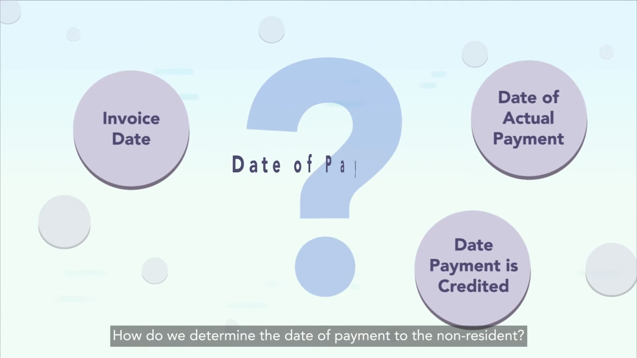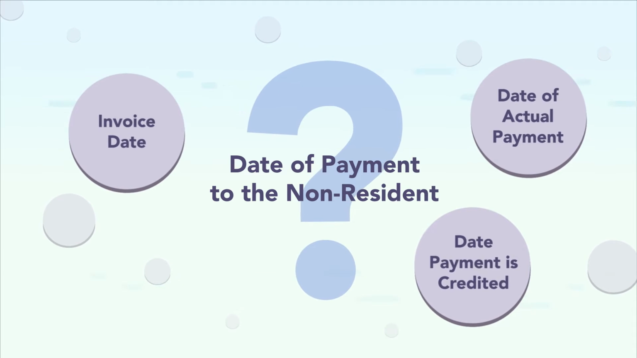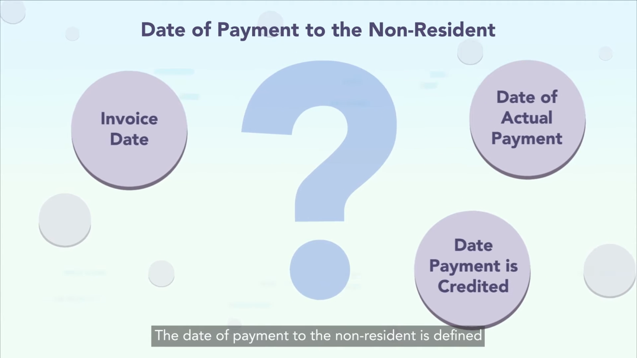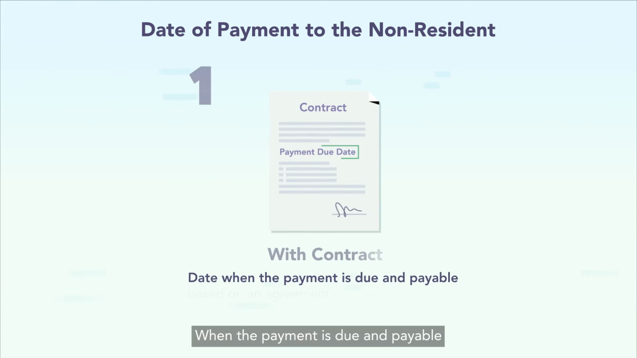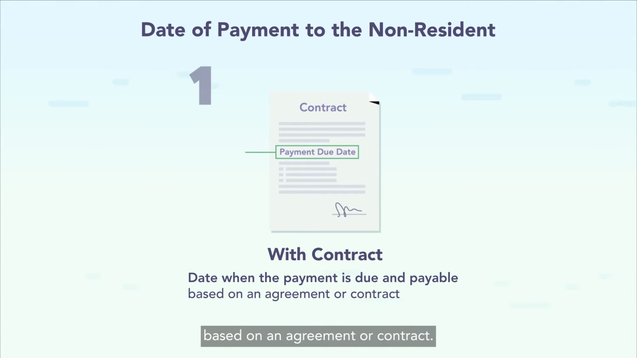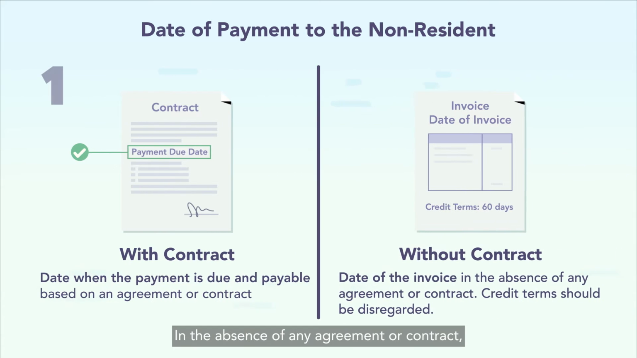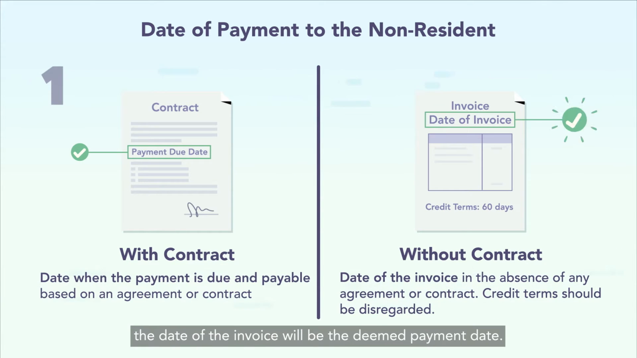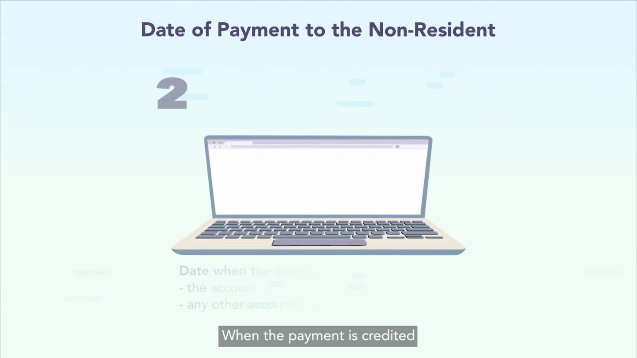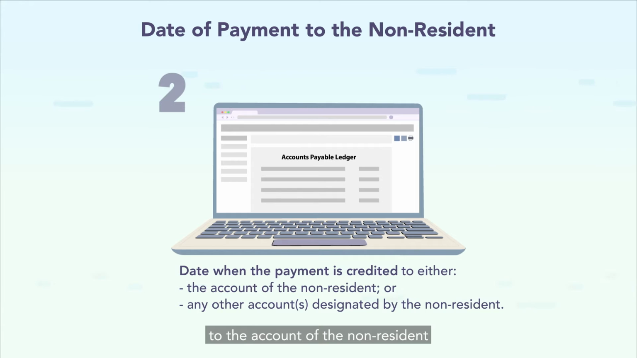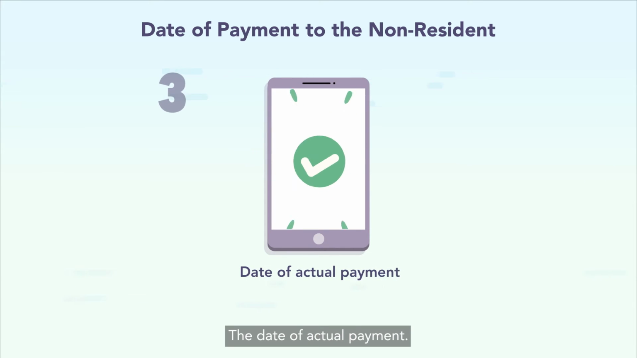How do we determine the date of payment to the non-resident? The date of payment to the non-resident is defined as the earliest of the following dates. When the payment is due and payable based on an agreement or contract. In the absence of any agreement or contract, the date of the invoice will be the deemed payment date. Credit terms should be disregarded. When the payment is credited to the account of the non-resident or any other accounts designated by the non-resident. The date of actual payment.